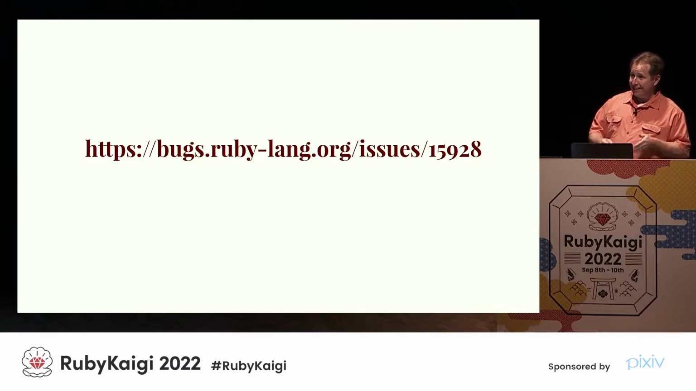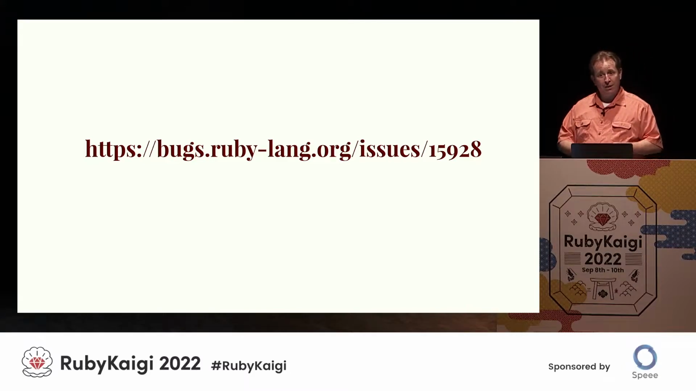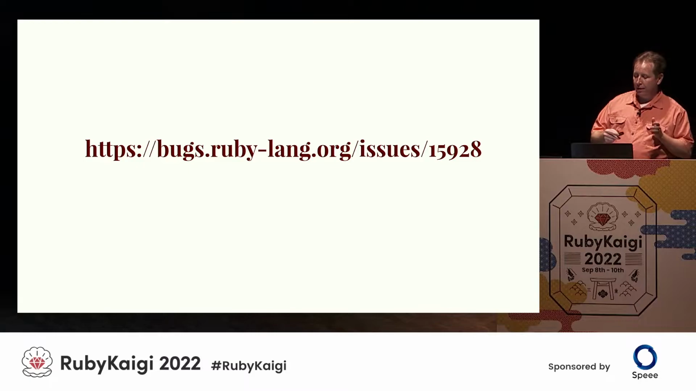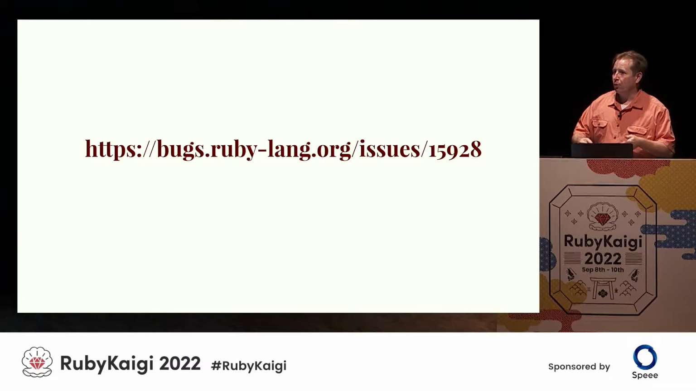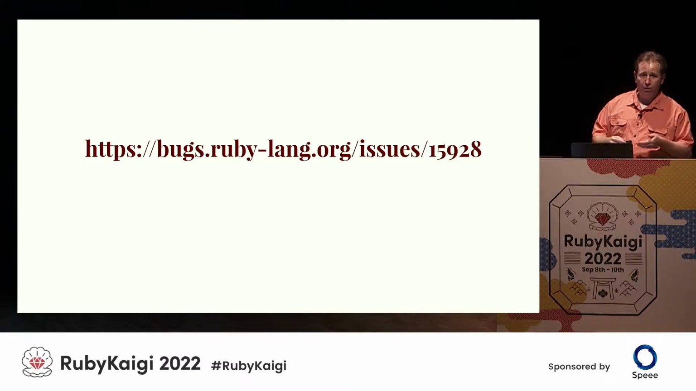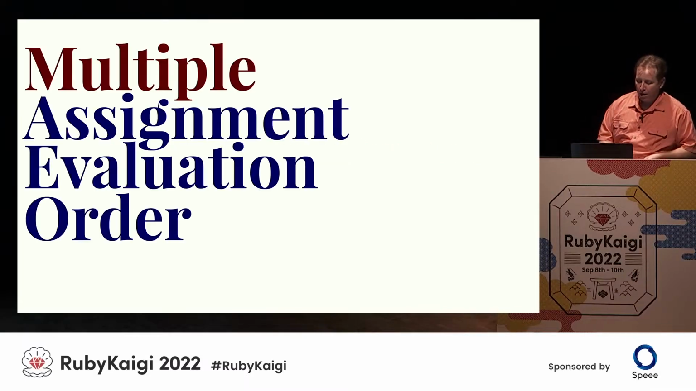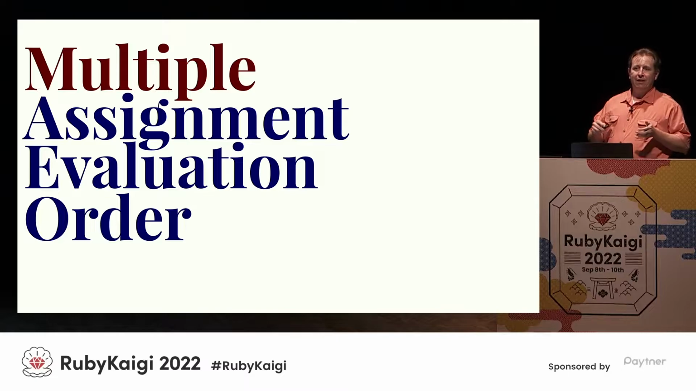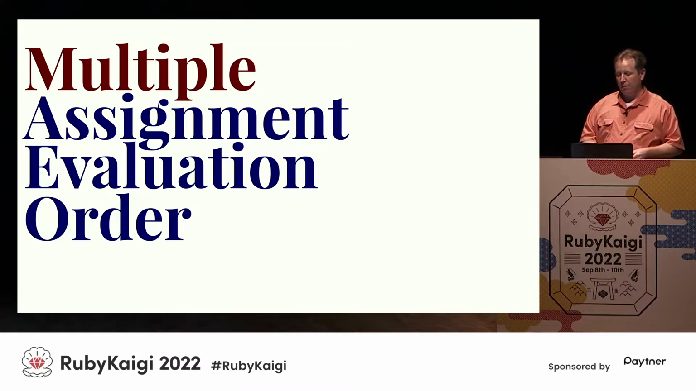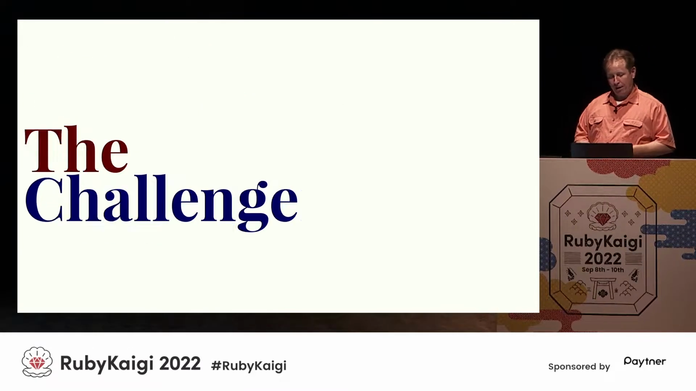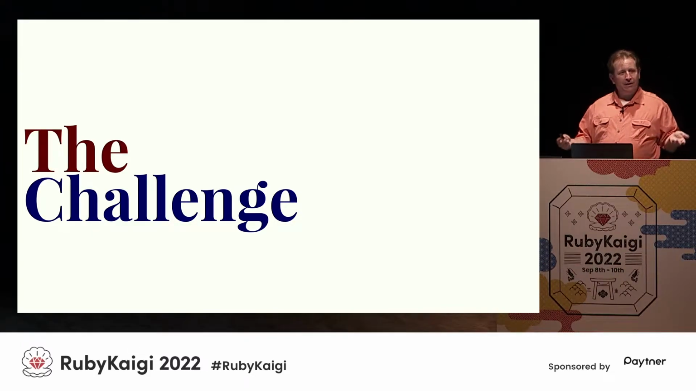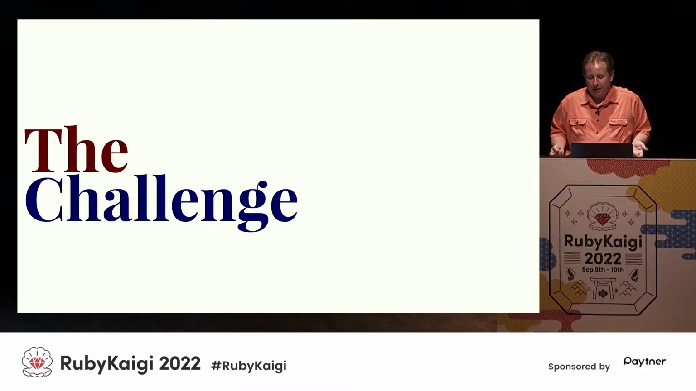So the fix for constant assignment evaluation order was not merged into Ruby until after Ruby 3.1 was released. So Ruby's assignment evaluation order will not be fully consistent until the release of Ruby 3.2. So I'm first going to discuss the issues related to multiple assignment evaluation order, since that's the more complex and challenging case. So it's probably not obvious at first glance why fixing multiple assignment evaluation order would be so challenging.